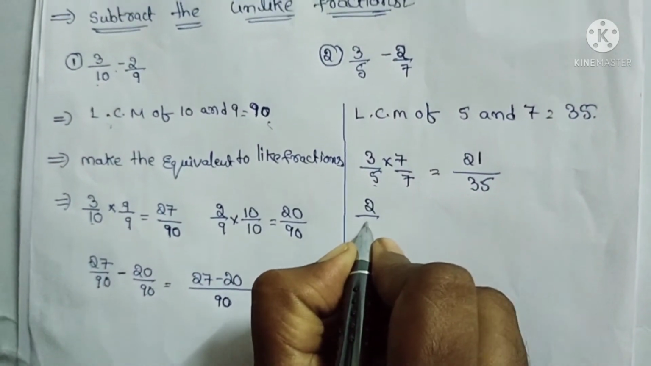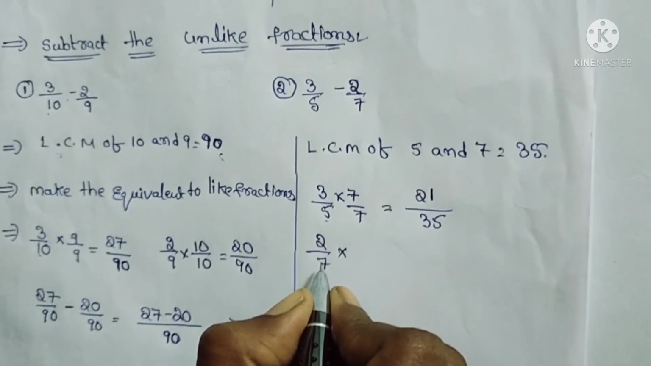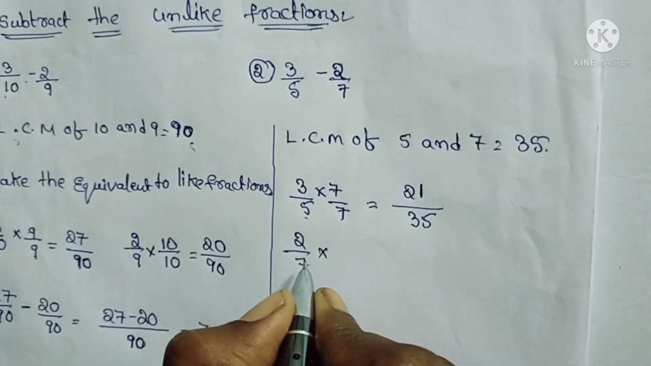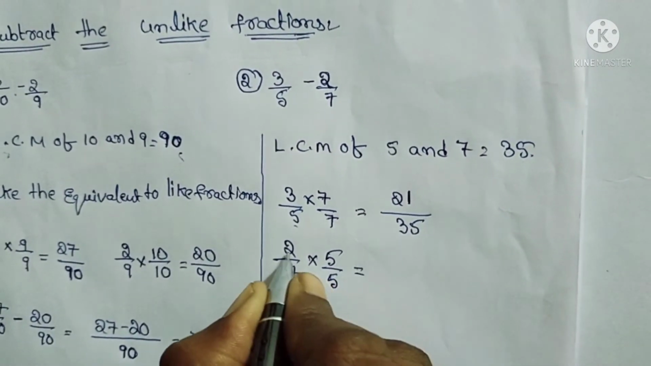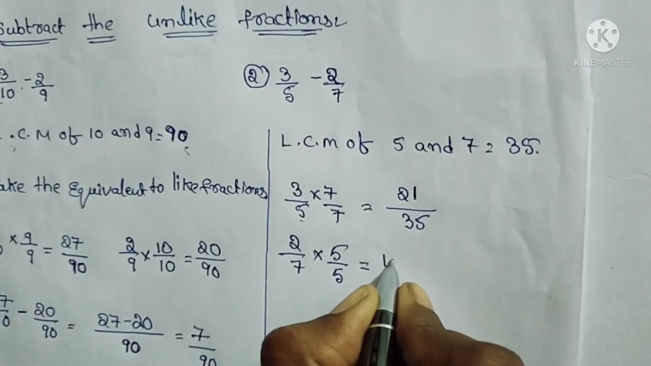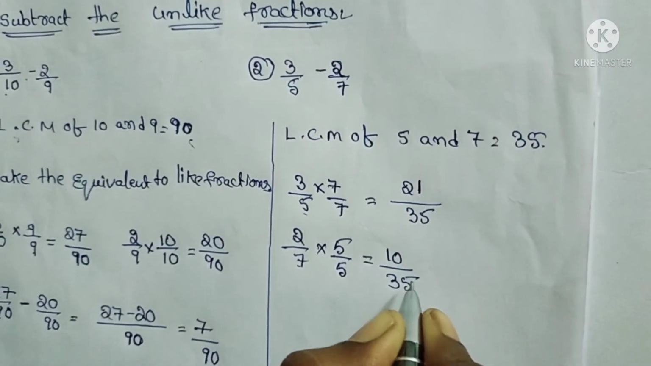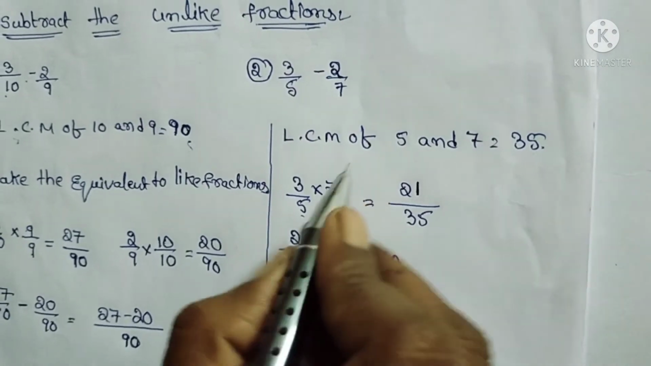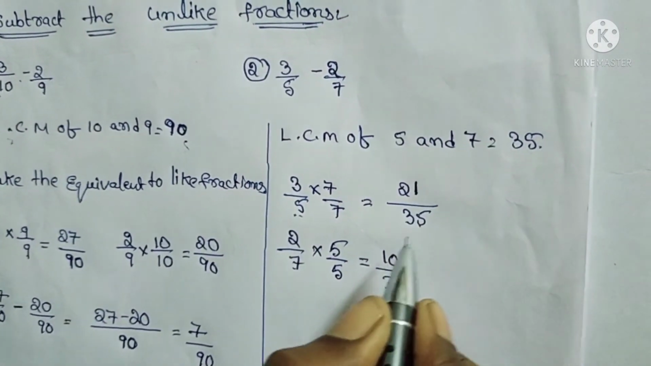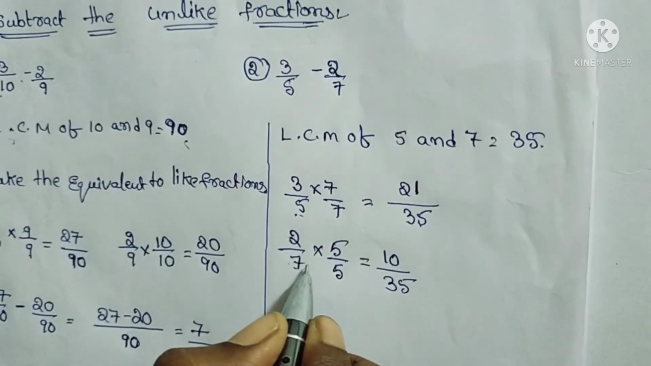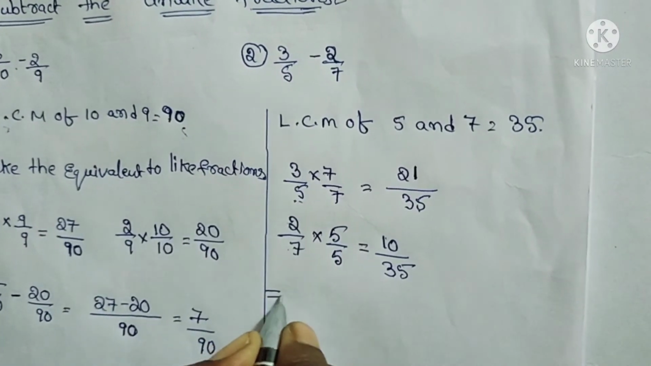2 by 7. The denominator is changed into 35. We multiply by 5 by 5. 5 twos are 10, 7 fives are 35. 3 by 5 can be changed into 21 by 35 and 2 by 7 can be changed into 10 by 35.